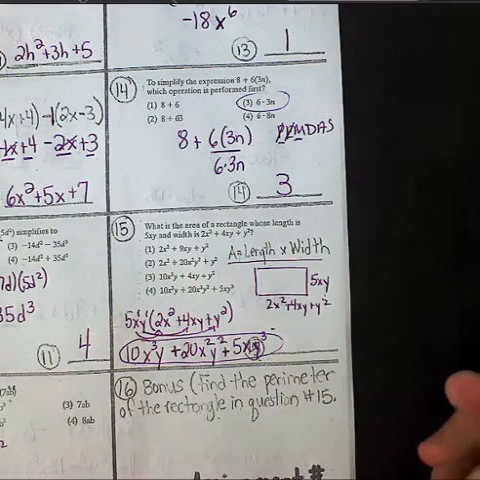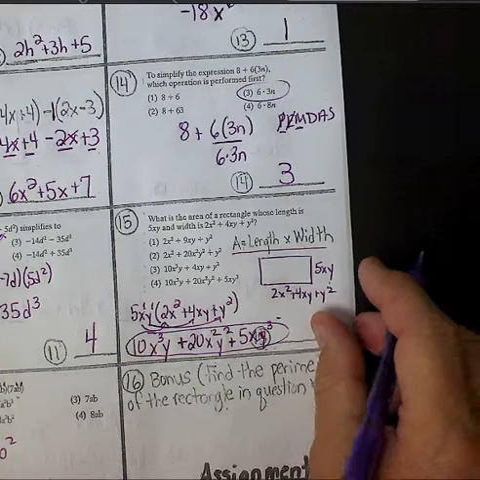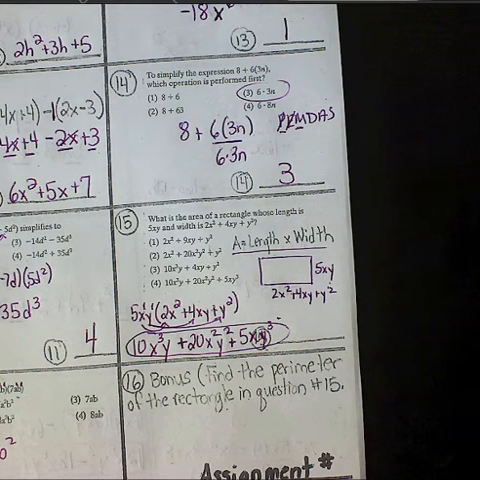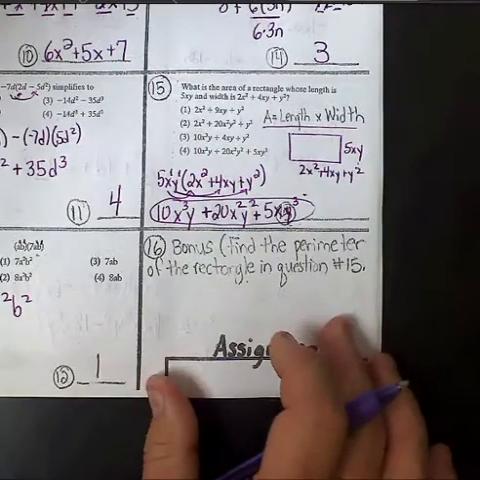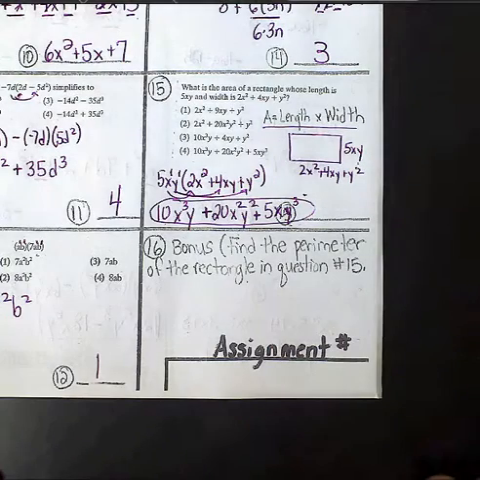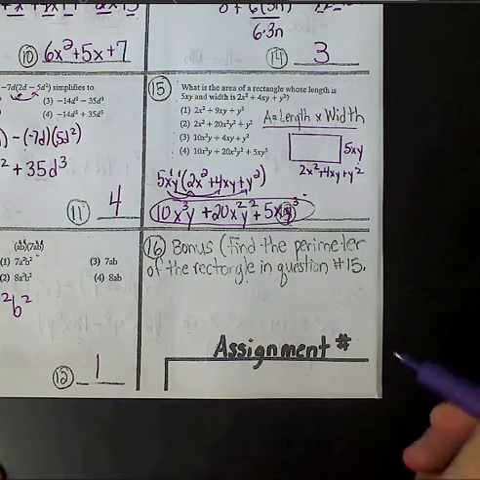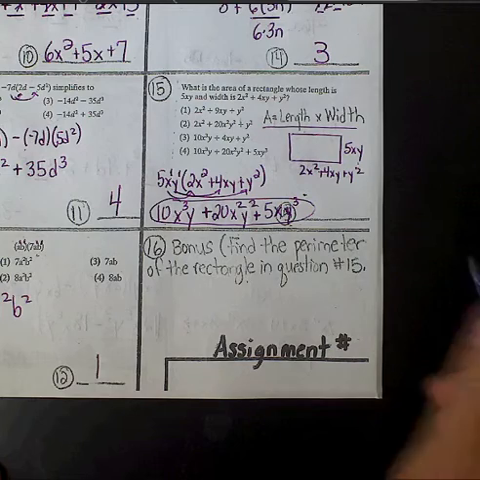Alright, and then the last question. The last question just is your bonus, and it takes a look at question 15 and simply wants you to find the perimeter of it. We talked about it in class, so I didn't define perimeter, and it was a bonus just in case you forgot.